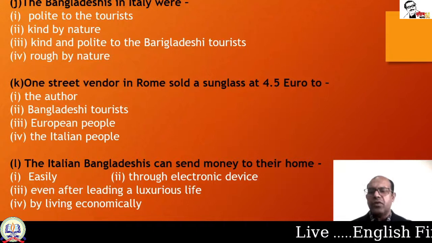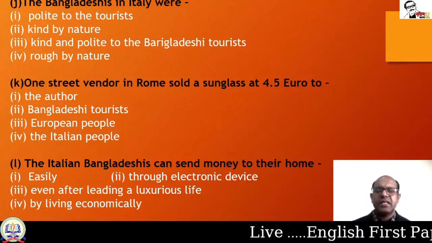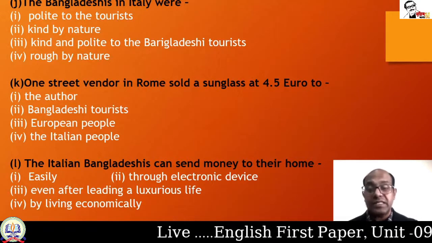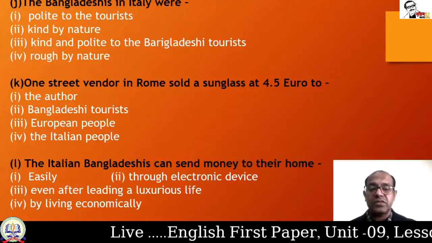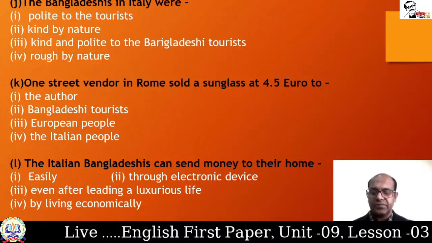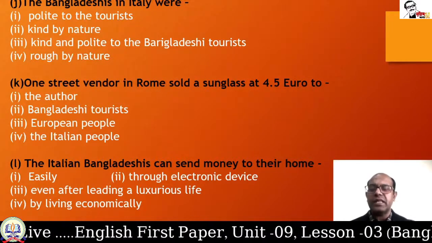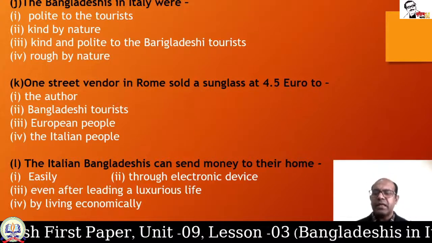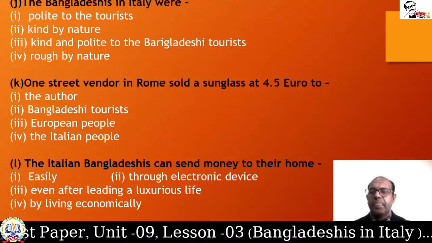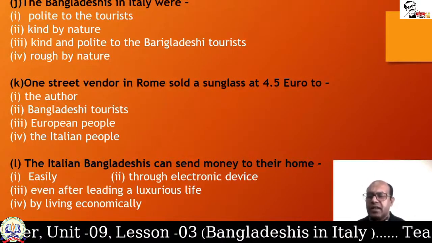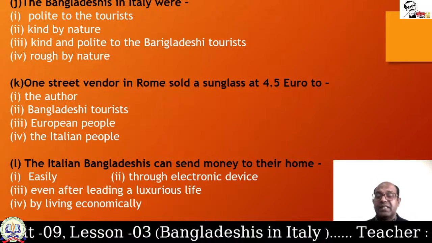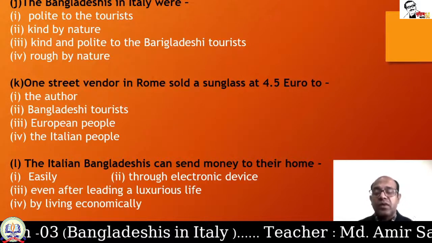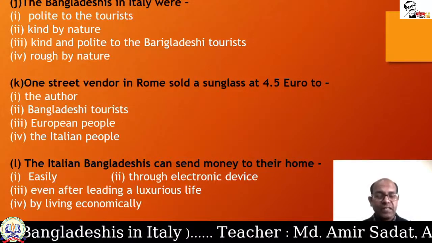Now question L. The Italian Bangladeshis can send money to their home. Option 1, easily. Option 2, through electronic device. Option 3, even after leading a luxurious life. And option 4, by living economically. So I think option 4 is the correct answer. The Italian Bangladeshis can send money to their home by living economically.